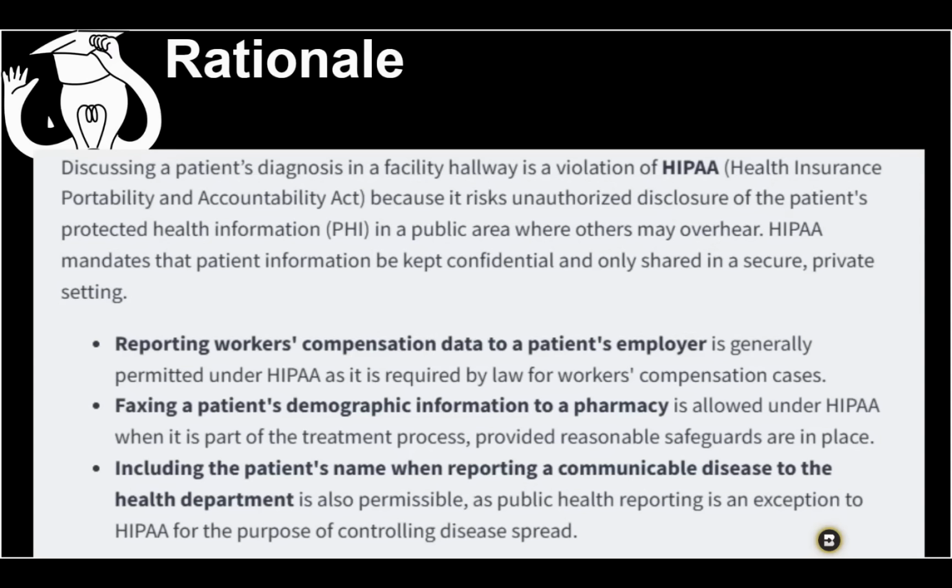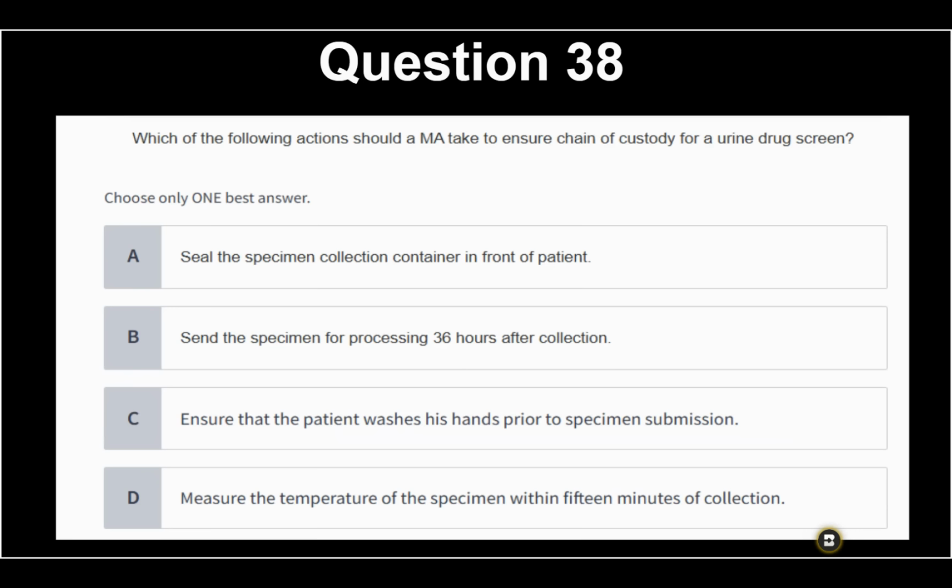Question 38. Which of the following actions should a medical assistant take to ensure chain of custody for a urine drug screen? A. Seal the specimen collection container in front of the patient. B. Send the specimen for processing 36 hours after collection. C. Ensure the patient washes his hands prior to specimen submission. D. Measure the temperature of the specimen within 15 minutes of collection. If you said A, to seal the specimen collection container in front of the patient, then you are correct.